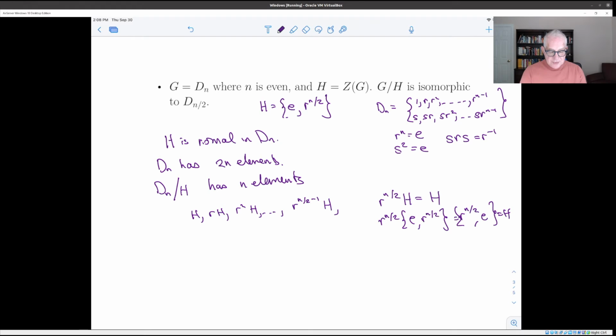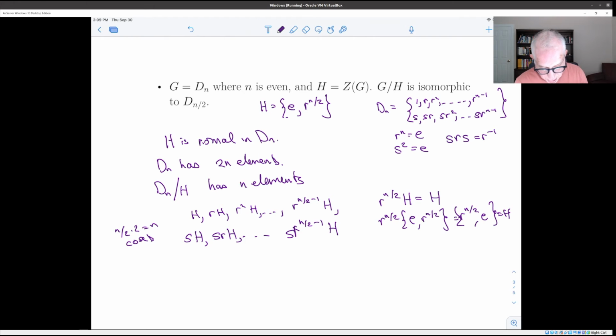So you have a collection of cosets corresponding to r, and then you similarly have a collection of cosets corresponding to the sr's. And this gives the right number of cosets. It gives n over 2 times 2, which is n cosets. And because these sets are all different, they account for all of the cosets. And I think we've looked at this before also.